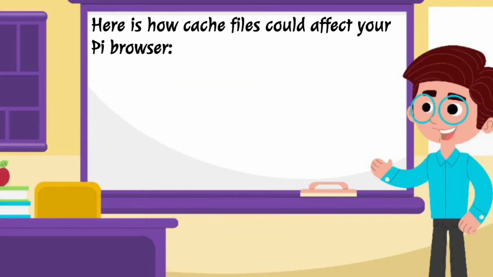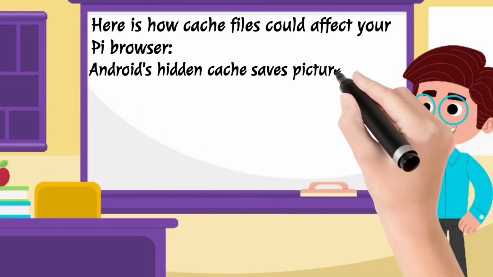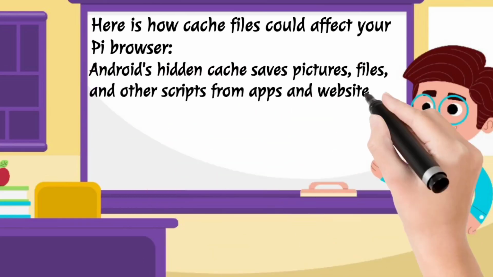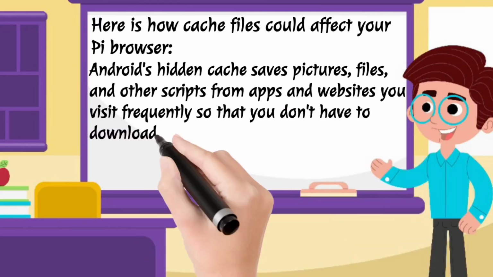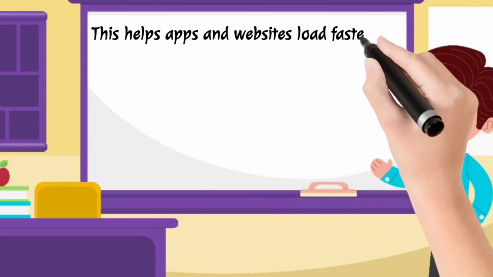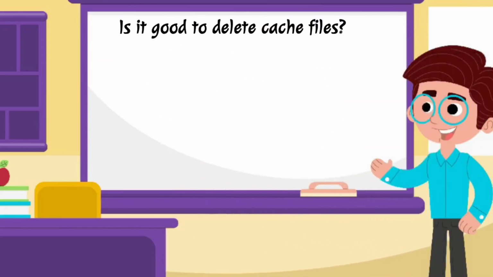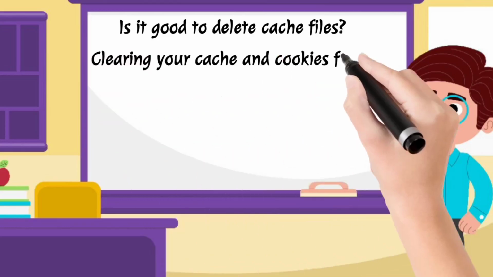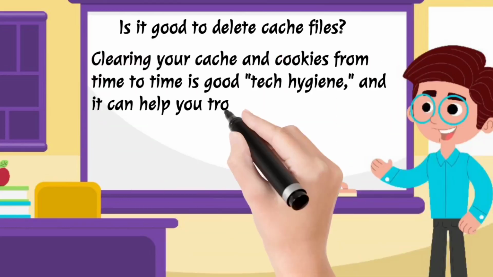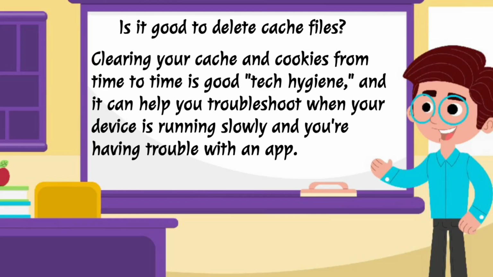Now how does a cache file contribute to this? Cache saves pictures, files and other scripts from apps and websites you visit frequently, so you don't have to download these files again every time you visit. This helps an app and website load faster, but over time cache data can build up and clog your device. Is it good to delete these cache files? Clearing your cache and cookies from time to time is good tech hygiene, and it can help you troubleshoot when your device is running slowly or having trouble with an app. So this cache file can really affect your Pi app.